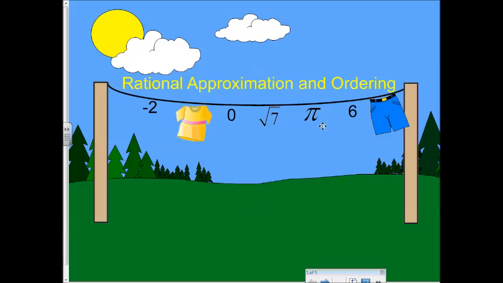Everybody. Don't you wish it looked like this outside instead of, I'm sure, it's sleeting or snowing or raining or something?